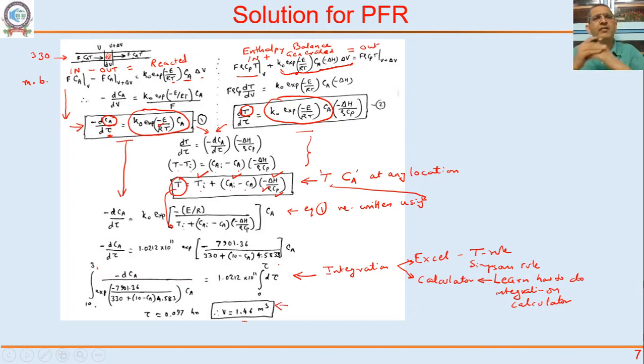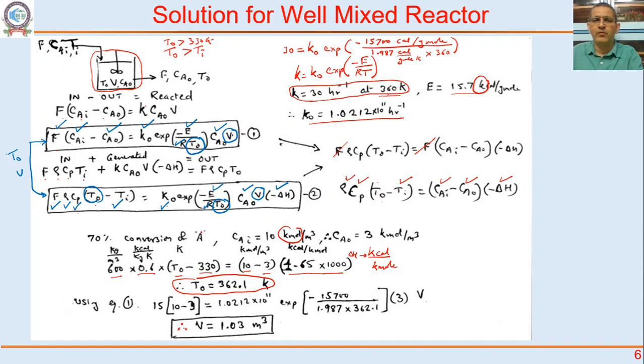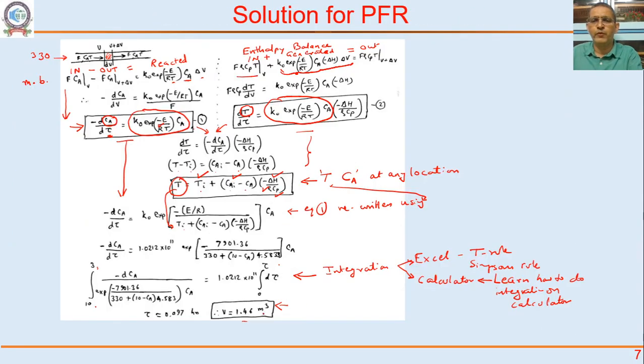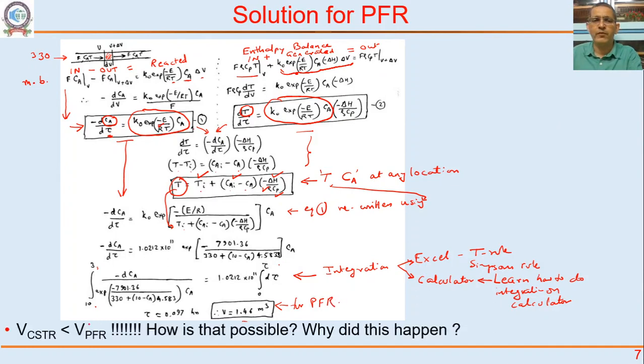Does that ring a bell? Does that sound an alarm bell or any bell in your head? Look at the previous slide. 1.03 meter cube for a well mixed reactor. Now 1.46 meter cube for plug flow reactor. What do we have? Volume of CSTR or residence time for CSTR is less than volume of PFR.